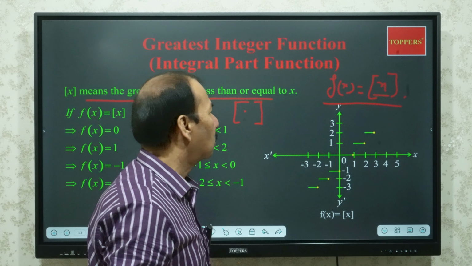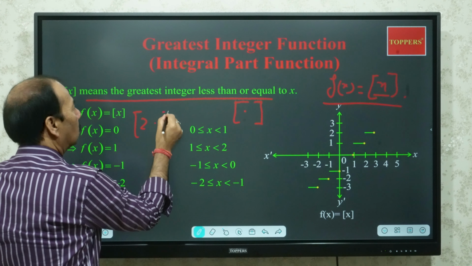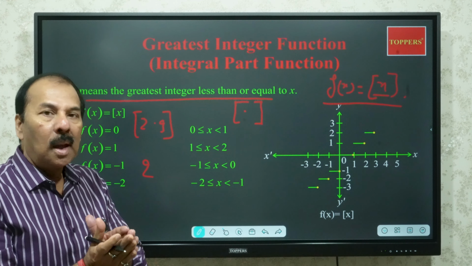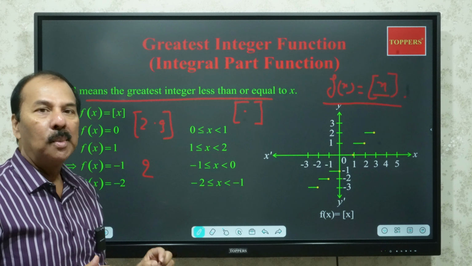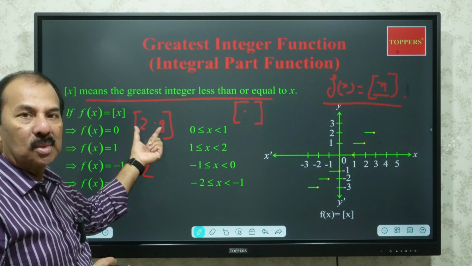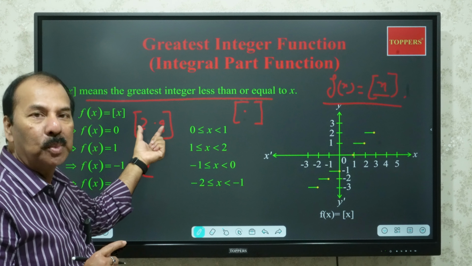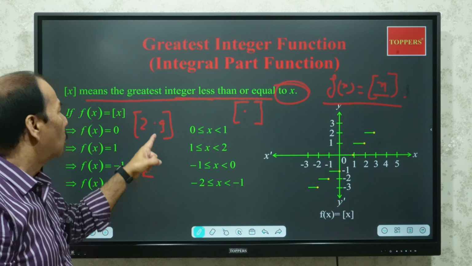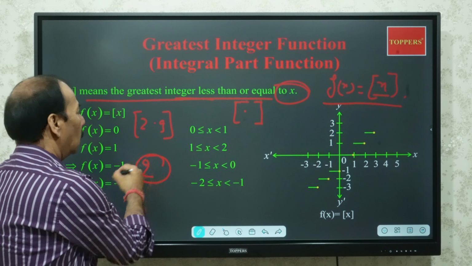Let us take an example: integral of 2.9. It will be equal to 2, because the greatest integer which is less than or equal to 2.9 is 2. The nearest integers to 2.9 are 2 and 3. Out of these, we have to choose the integer which is less than or equal to 2.9, so we take 2.